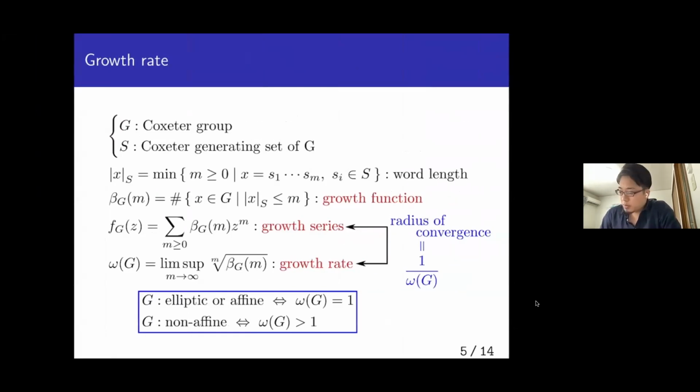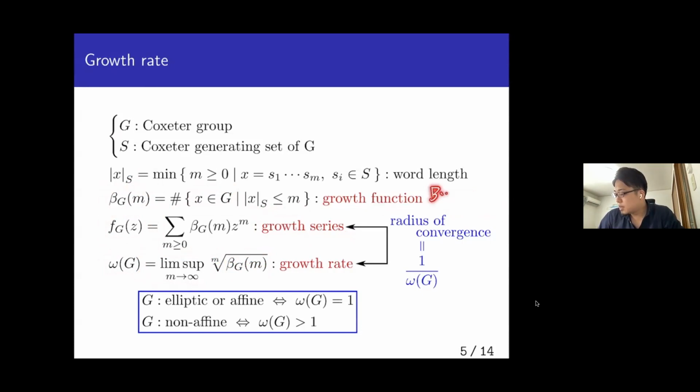For an element x of G, we denote the word length with respect to S by the absolute value of x. And beta_G(m) denotes the number of elements of G whose word length is at most m. This is called the growth function of (G, S). The generating function of beta_G(m), the formal power series, is called the growth series and is denoted by F_G. And the growth rate of G is defined to be the limit superior of the m-th root of beta_G(m).